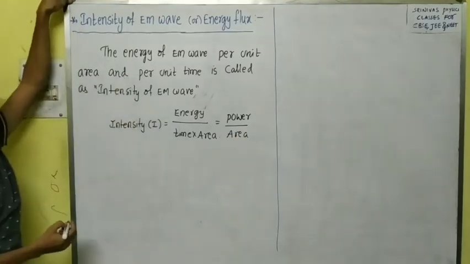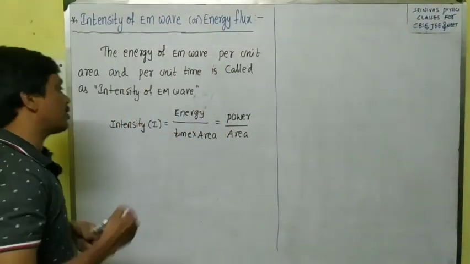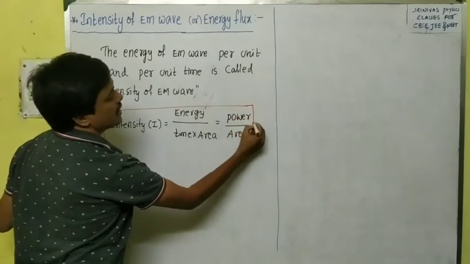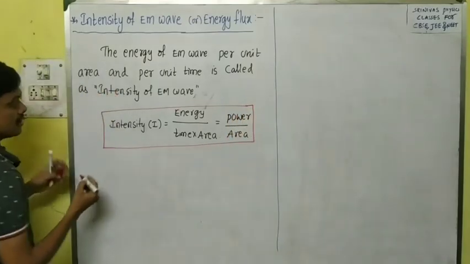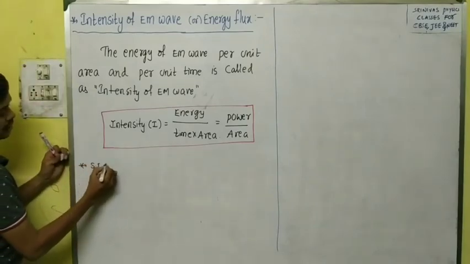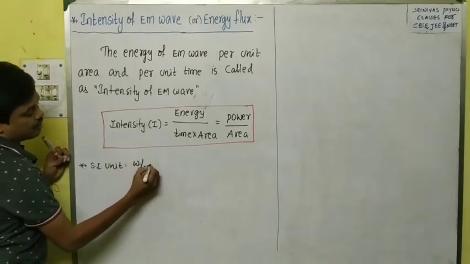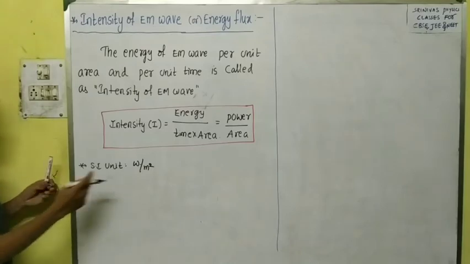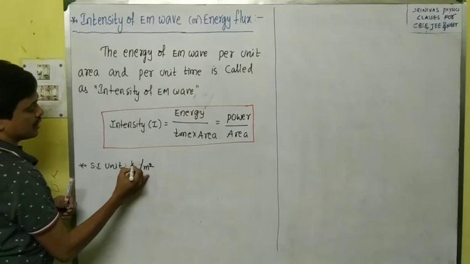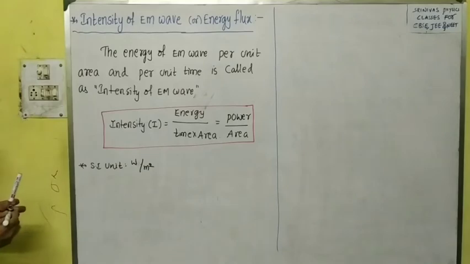Power by area. What is its SI unit? Its SI unit is power by area. Power unit is watt and area unit is meter square. SI unit is watt per meter square. Okay, right. Power unit is watt and area unit is meter square. Watt per meter square. It is the unit for the intensity of EM wave.